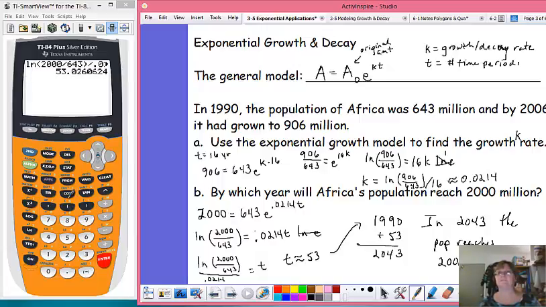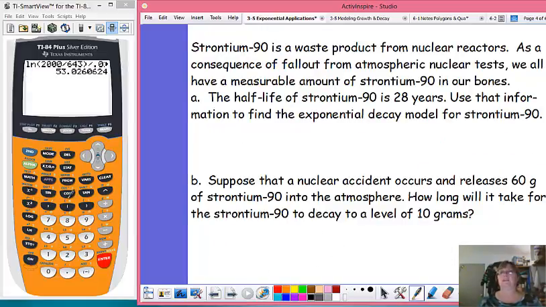$2,000 million, or 2 billion people. It's a lot of folks. But that's a good problem that demonstrates how to use that exponential growth and decay model. Let's go on and see what else we have for us today. So we've talked population. Now we're going to talk half-life, I'm pretty sure.